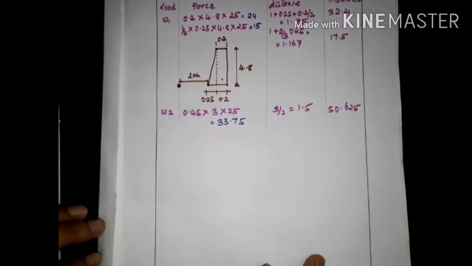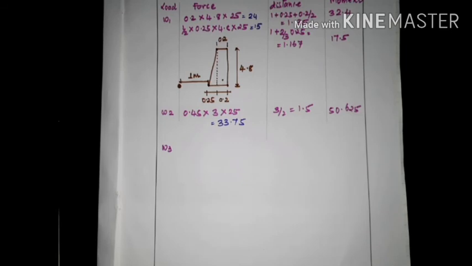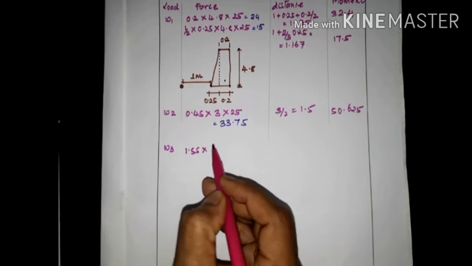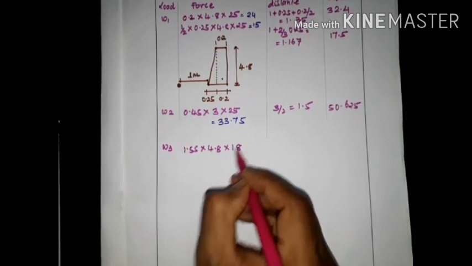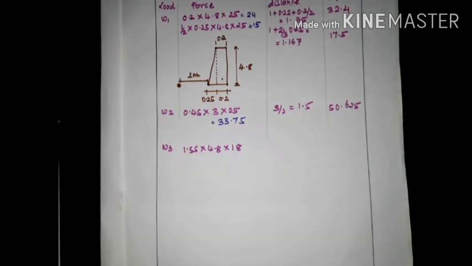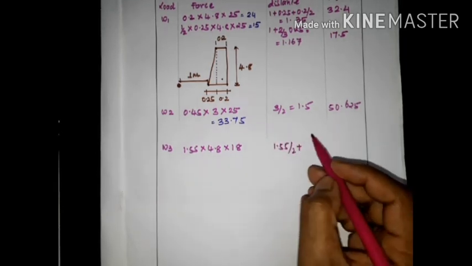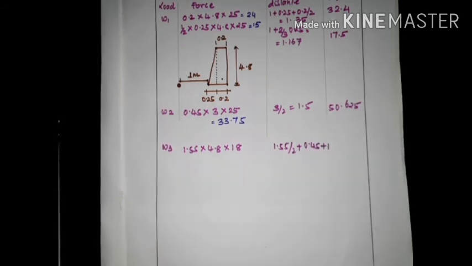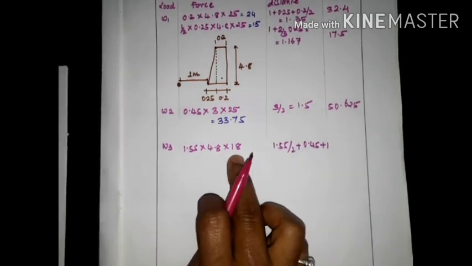Next is W3. So W3 is nothing but what? Backfill. Okay. So for that, it is 1.55 into 4.8 into density of soil is 18. Correct. And the distance is 1.55 by 2 plus 0.45 plus 1. I'll explain that.